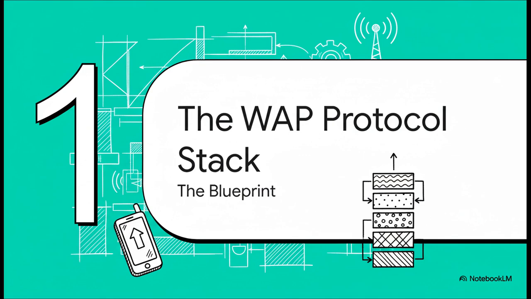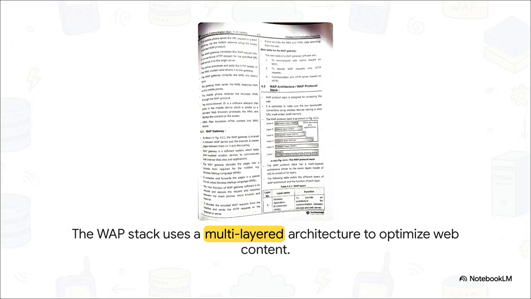So, to deal with all that, engineers couldn't just tweak the existing internet. Nope, they had to create a whole new blueprint for mobile data. And that blueprint is what we call the WAP protocol stack. Let's break down how it worked. So here's a look at the entire structure.